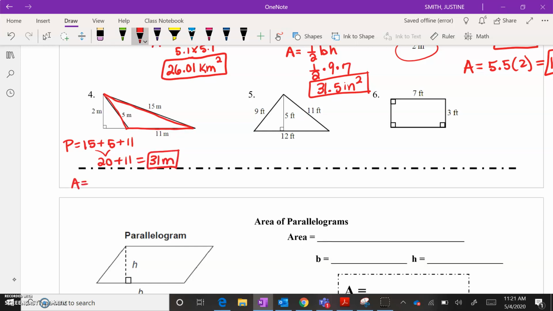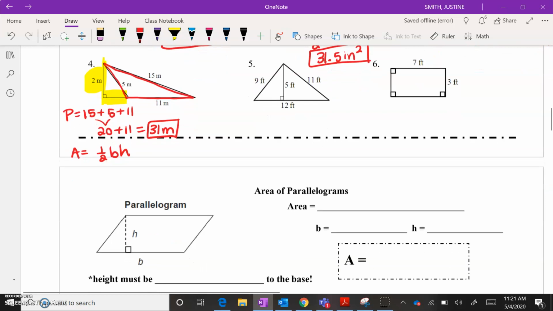For the area, since it's 1/2 base times height, that's why they have this part here added in, to show me that the 2 is the height, because it forms that 90-degree angle with the base. So I'm going to do 1/2 times the base, which is 11, and then the height is 2. Make sure you don't put the height as the 5 there, because that doesn't form a 90-degree angle with the base. 1/2 of 2 is 1, and 1 times 11 is 11 meters squared for the area.